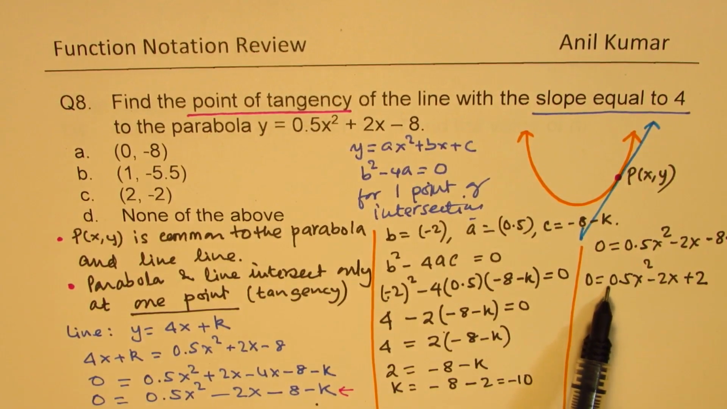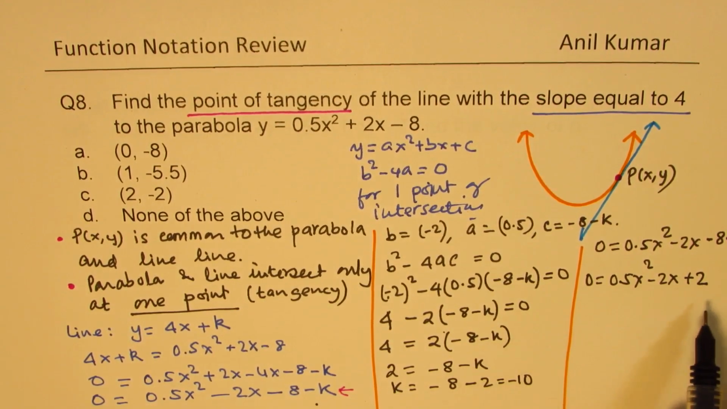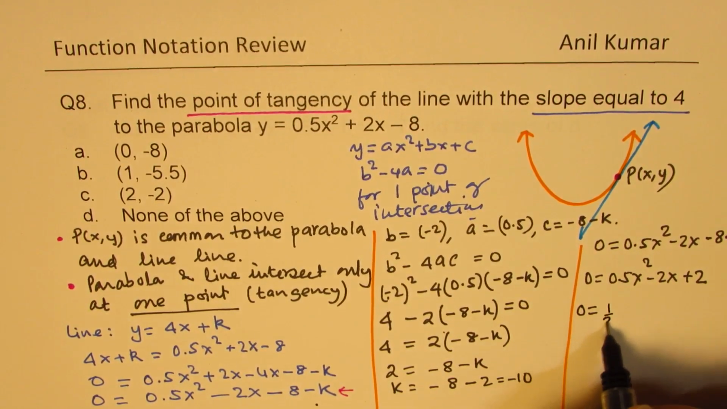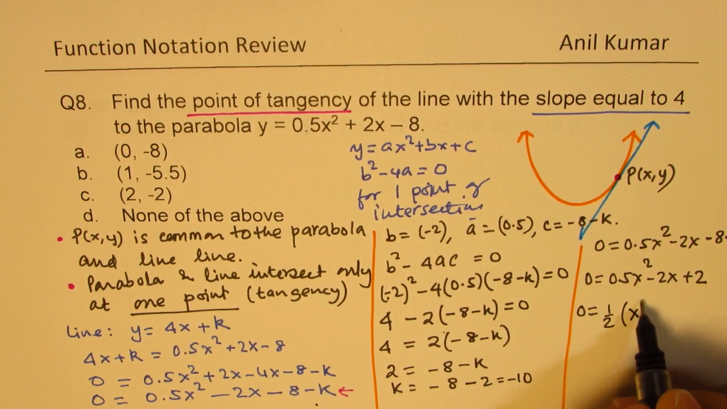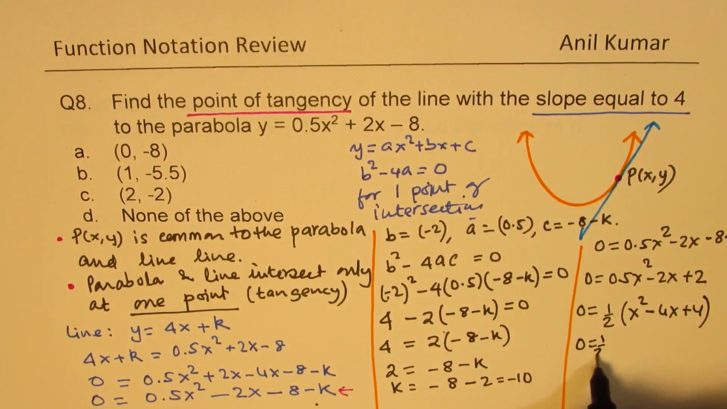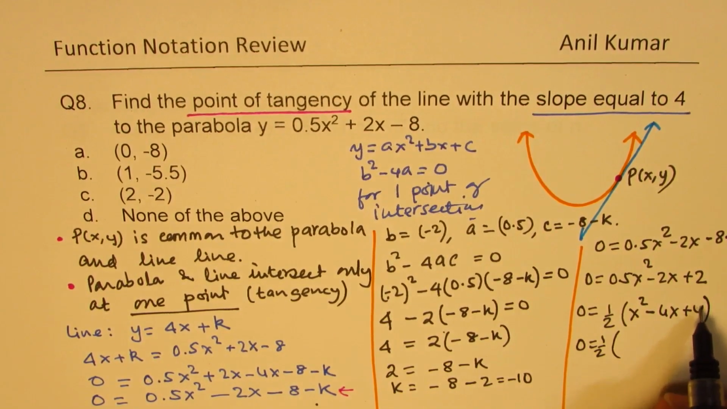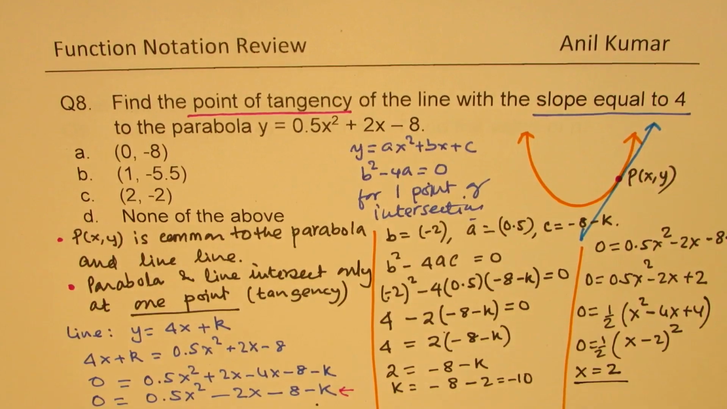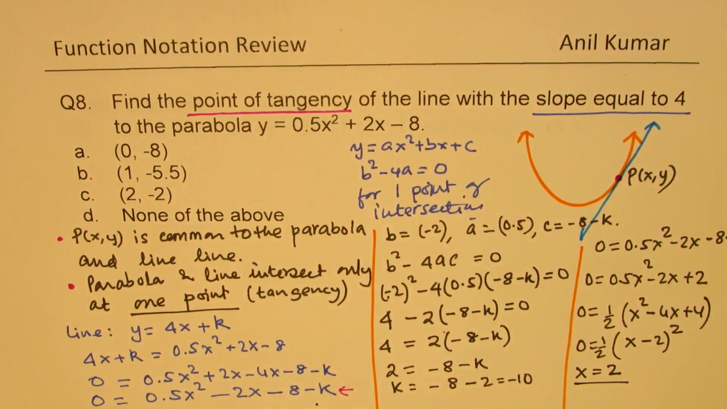Now, from here, we could take half common. So we get 0 equals to half common. This is 0.5 x squared minus 4x. This is plus 4, correct? Now that can be factored. So we get 4 times, this is 2 square, right? So we can write x minus 2 whole square, and that gives you x equals to 2 as our value.